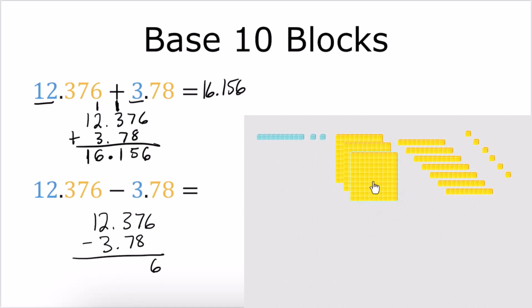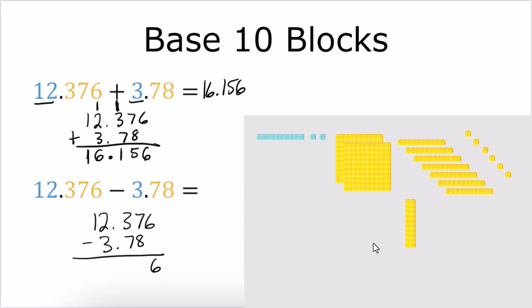So I'm going to borrow from the next largest place value, and I'm going to ungroup these, and I'm going to take away 8 of them. So here's 1, 2, 3, 4, 5, 6, 7, 8, and this one should go down there too. So I'm going to select all of these and delete them because I'm taking them away.